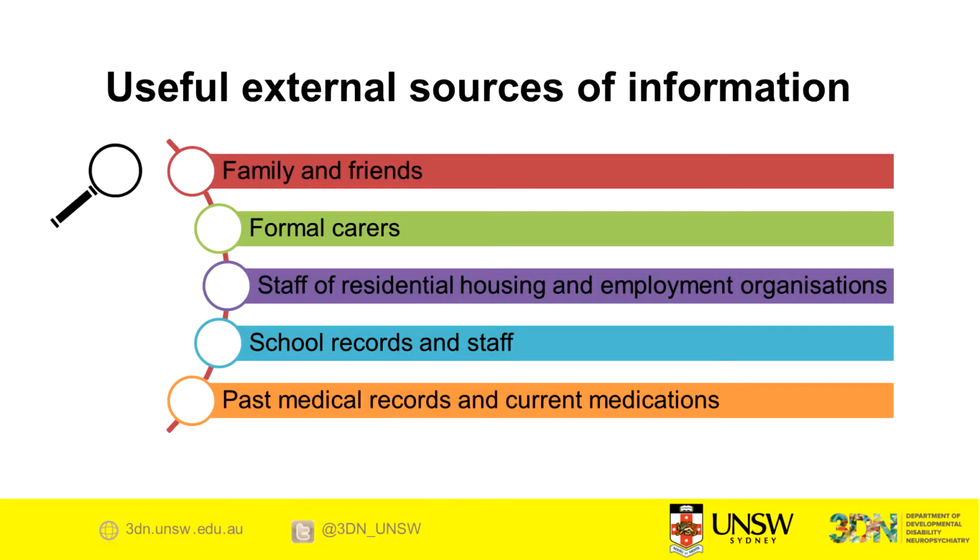Sources of information that may be helpful include family and friends, formal carers, staff of residential housing and employment organisations, school records and staff, past medical records including developmental and educational assessments, psychological reports and past behavioural support plans, and summaries of any previous medication trials, and lists of current medications.